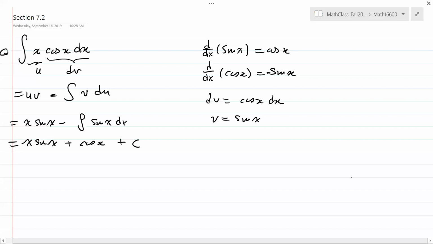Okay, so this is our first problem. If we have only a single function, like the integral of sine x or cosine x, you can quickly get the answer. But if there's an x there in addition to the sine x or cosine x, then you have to use integration by parts to get rid of x. To get rid of x, you have to differentiate, okay?